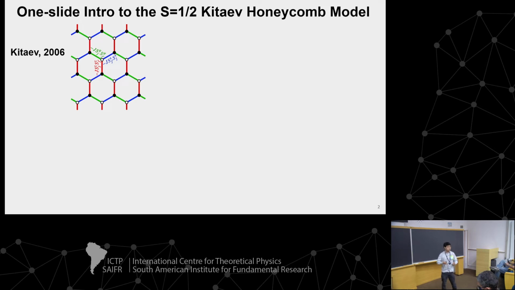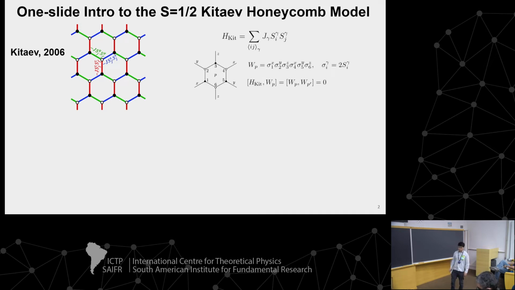I don't think there's a need for a great review about Kitaev models since there were two talks this week about it. It's this model for frustrated magnets with exchange frustration on the honeycomb lattice. And in the case of spin 1/2, we know how to solve it. So a general characteristic of this model is the existence of an extensive number of conserved quantities, one for each plaquette.